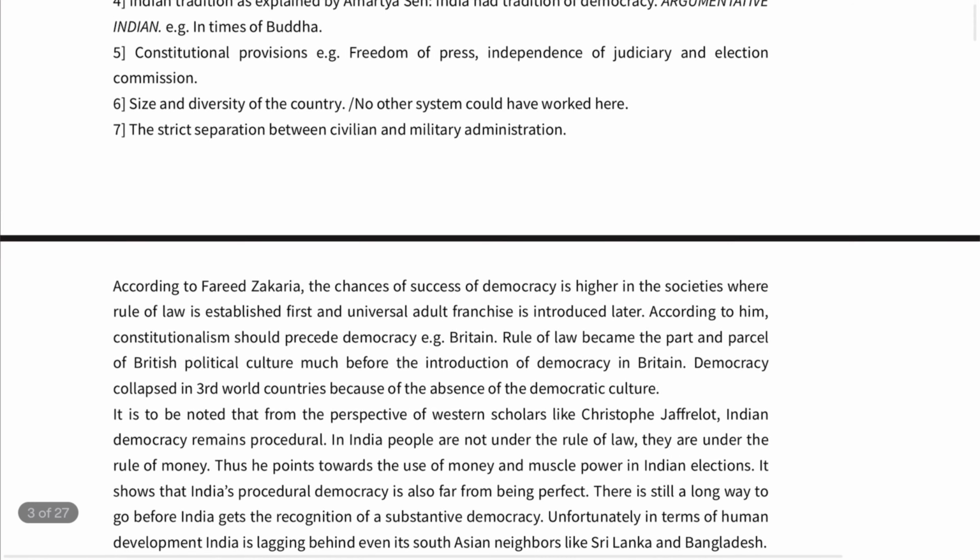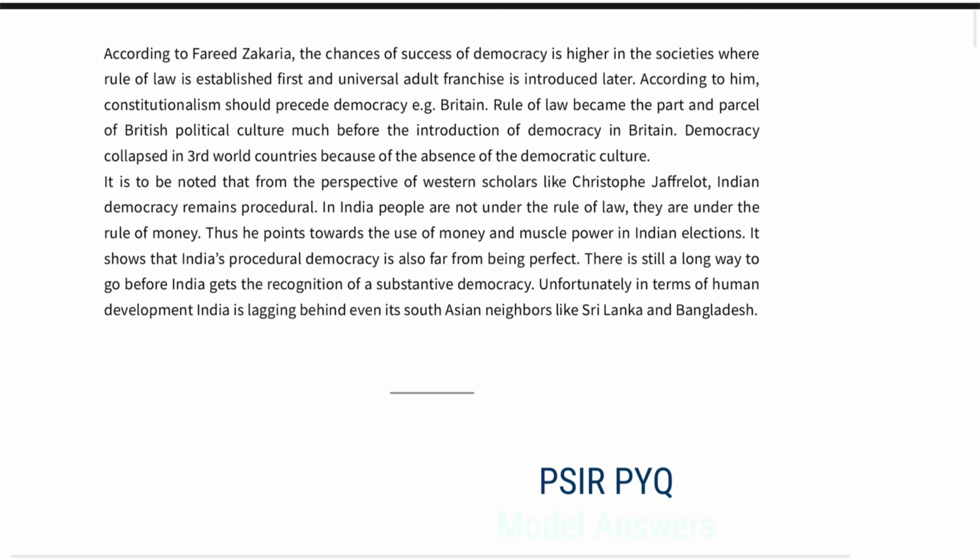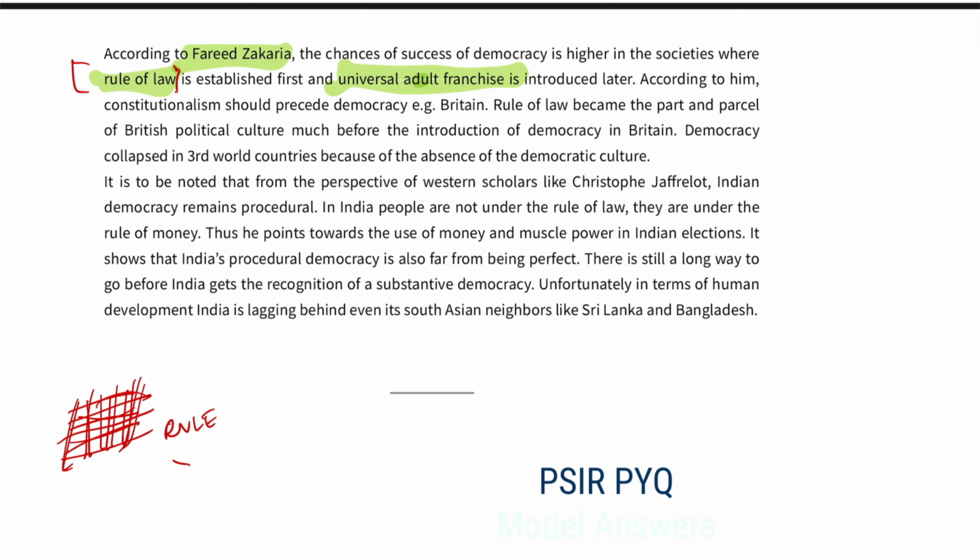Defined institutions, constitution. According to Fareed Zakaria, the chance of success of democracy is higher in the societies where rule of law is established first, and the universal adult franchise is introduced later. Oh, so the rule of law is like a safeguard, according to Fareed Zakaria. You have to ensure that the population is to follow a rule, an order.